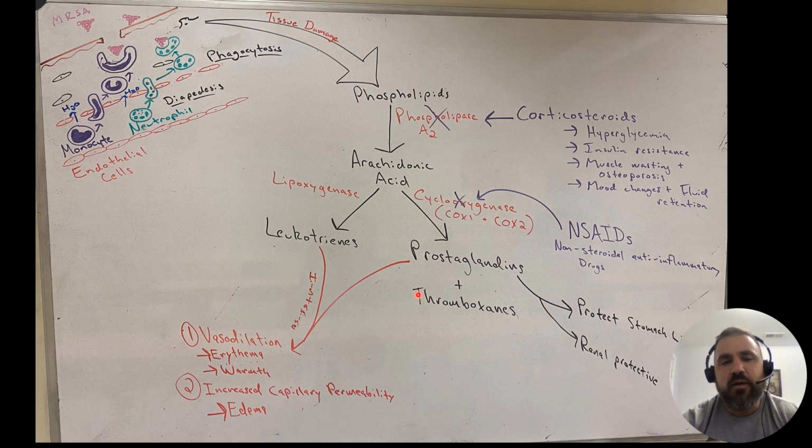Now, lastly, thromboxanes. What do these things do? Well, these things help with blood clotting and stimulating platelet aggregation. So we're going to have less of that. So that's why NSAIDs need to be stopped before surgery, because this can increase bleeding time.